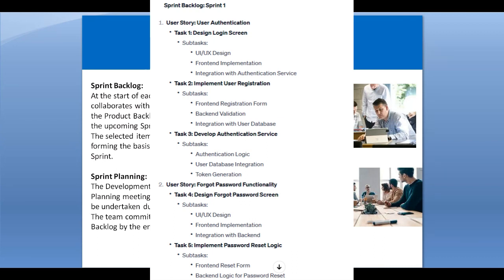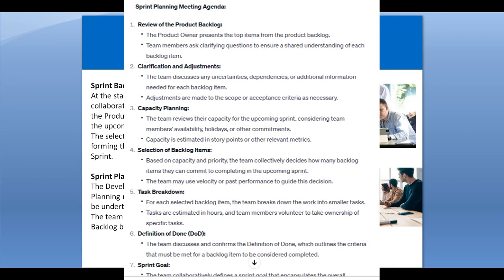Then sprint planning meeting means the development team actively participates in the sprint planning meeting. Whenever we are starting a sprint, we conduct a sprint planning meeting, where the development team discusses and plans the work to be undertaken during the sprint. That is, in the next 3 to 4 weeks we are working on these tasks. The team commits to completing the items in the sprint backlog by the end of the sprint. So that is basically the concept of the sprint planning meeting.